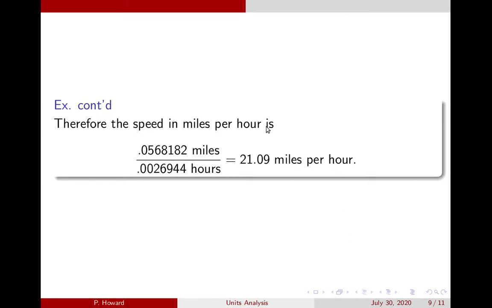And now the final step was to divide the number of miles by the number of hours. These are the two figures we calculated on the previous slide, the number of miles and the number of hours. If you do the division, you get 21.09 miles per hour. So the sprinter's speed in miles per hour is 21.09.